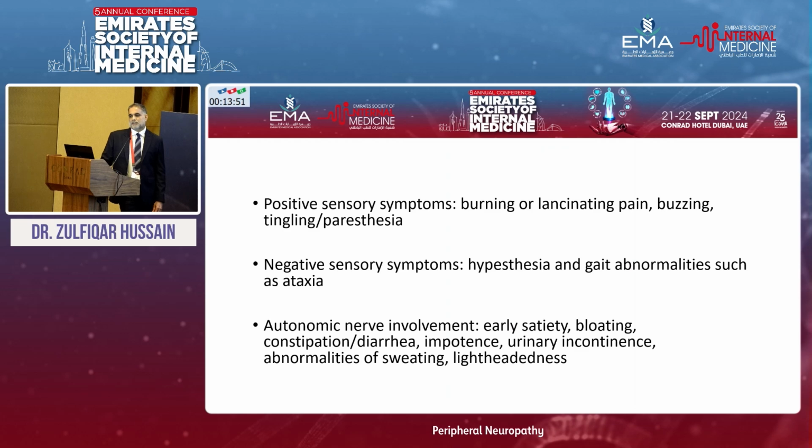If we look at positive and negative sensory symptoms, a positive sensory symptom is pain that can be burning, lancinating, buzzing, tingling, paresthesias. That's the most common presentation, about 30% of the population have it. Negative sensory symptoms are numbness, hypesthesia, and gait abnormality due to ataxia. Autonomic symptoms include early satiety, bloating, constipation, diarrhea, impotence, and orthostatic headaches or lightheadedness. Abnormality of sweating can be seen too. Mostly the presentation is with positive sensory symptoms.